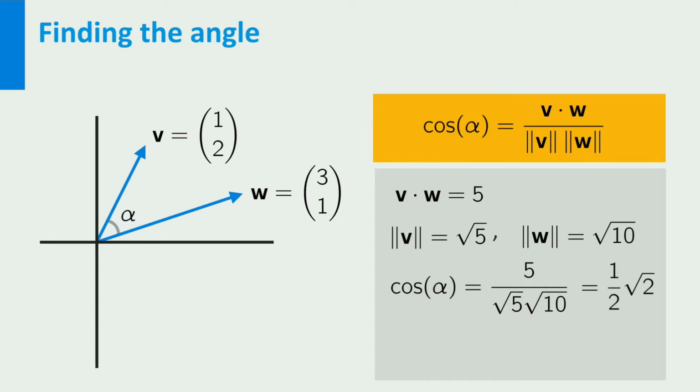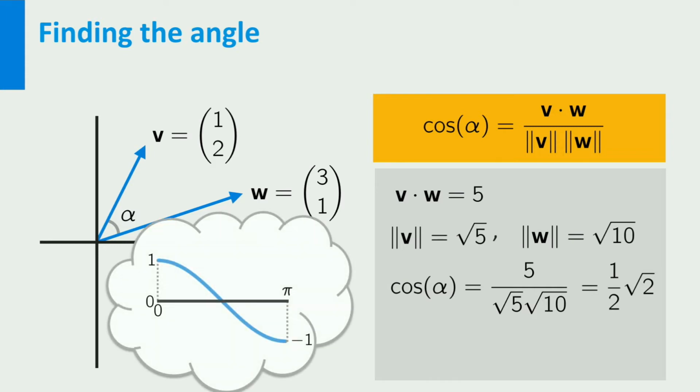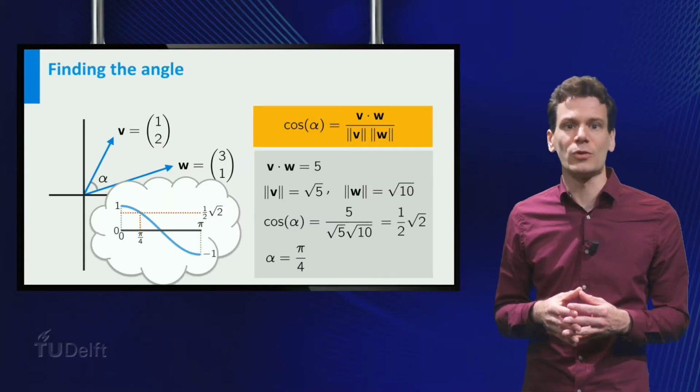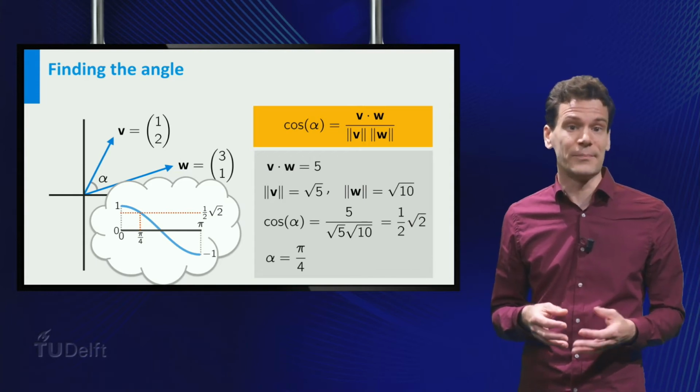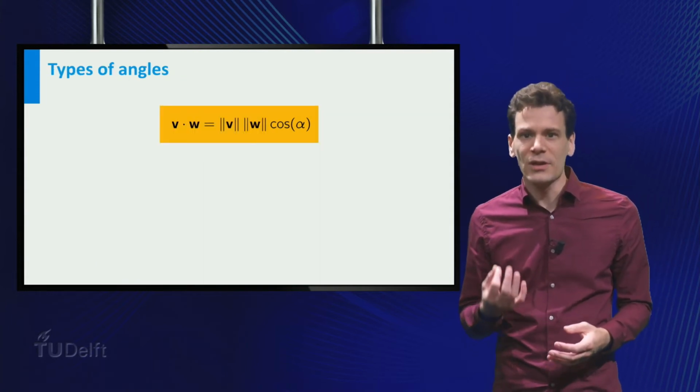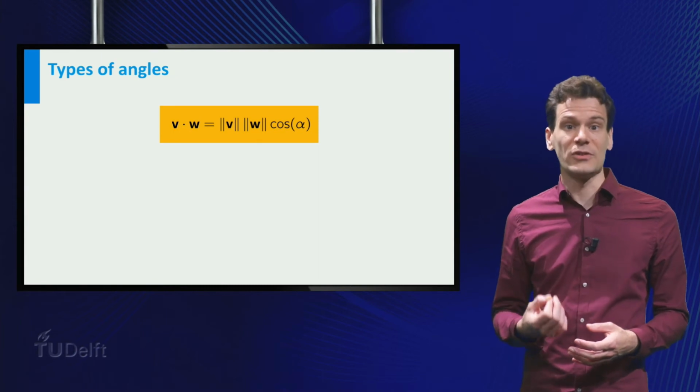Now, what is alpha? Well, clearly alpha has to be between 0 and pi. And in that interval, there is exactly one value for which cosine of alpha is 1/2 times the square root of 2. Alpha equals pi over 4. You see that if you know the norms of two vectors and their dot product, then you can calculate the angle between them. But even on its own, the dot product provides information about the angle.